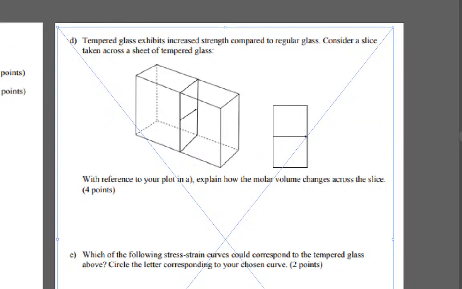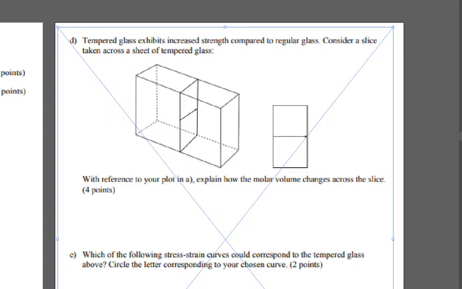D. Tempered glass exhibits increased strength compared to regular glass. Consider a slice taken across a sheet of tempered glass. With reference to your plot, explain how the molar volume changes across the slice. Okay.